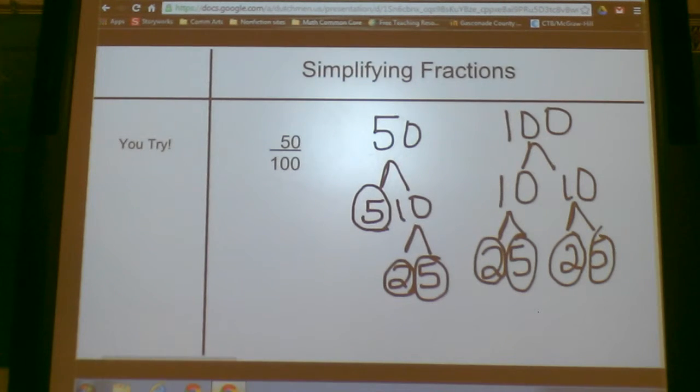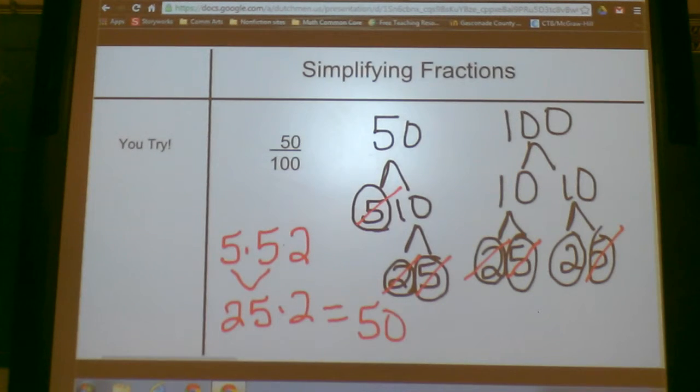Now we can go through and we can find our matches. I have a 5 here and here, so that's a 5 in common. I have a 5 here and here, that's another 5 in common. And then I have a 2 and a 2, so that's another 2 in common. Then I multiply. 5 times 5 is 25. And then times 2 equals 50. So that means our GCF is 50.